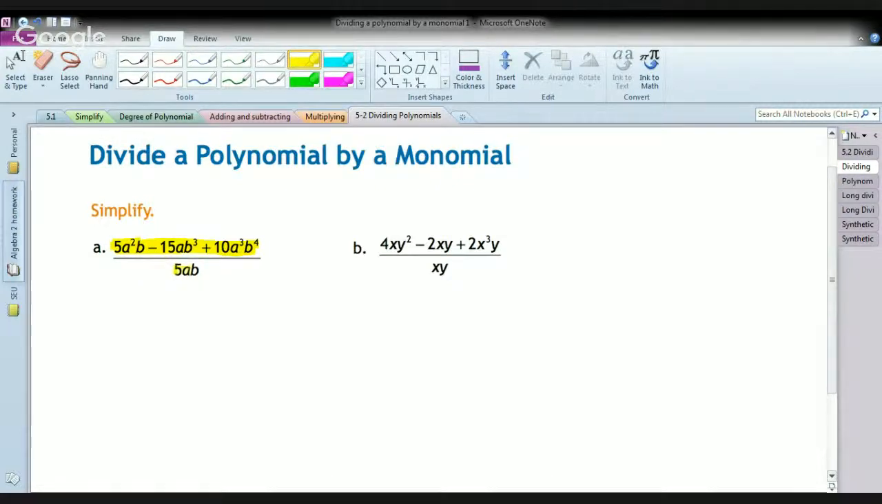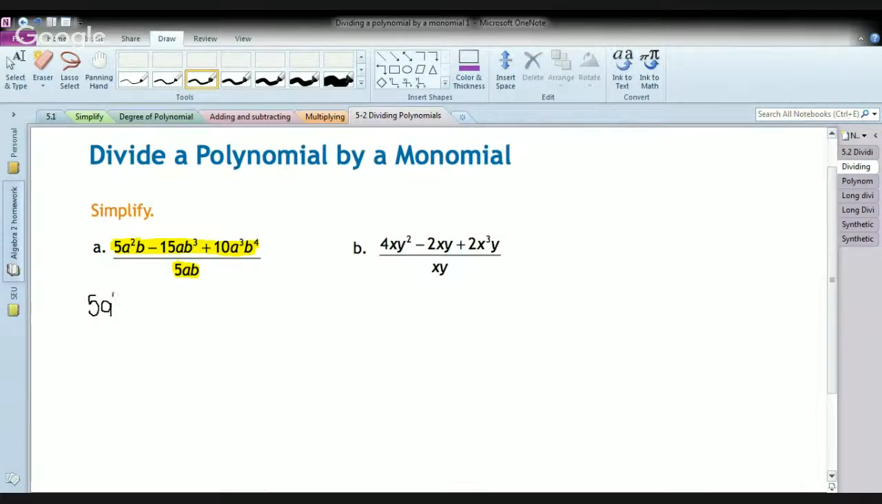On the bottom here, we have a monomial. I know that's a monomial because it has no negative exponents. It also has no plus sign, minus sign, division, or anything other than just multiplication. So when we're doing a polynomial divided by a monomial, we're going to be breaking the problem up. I'm going to break them up into baby problems.